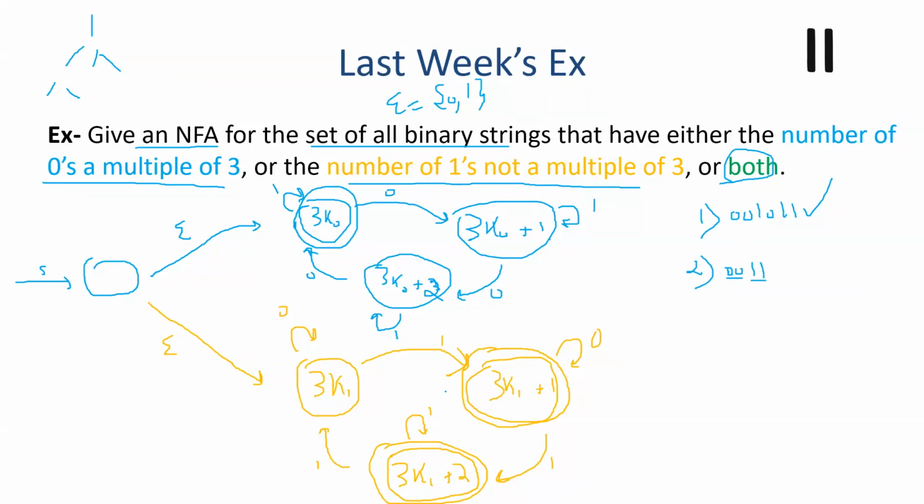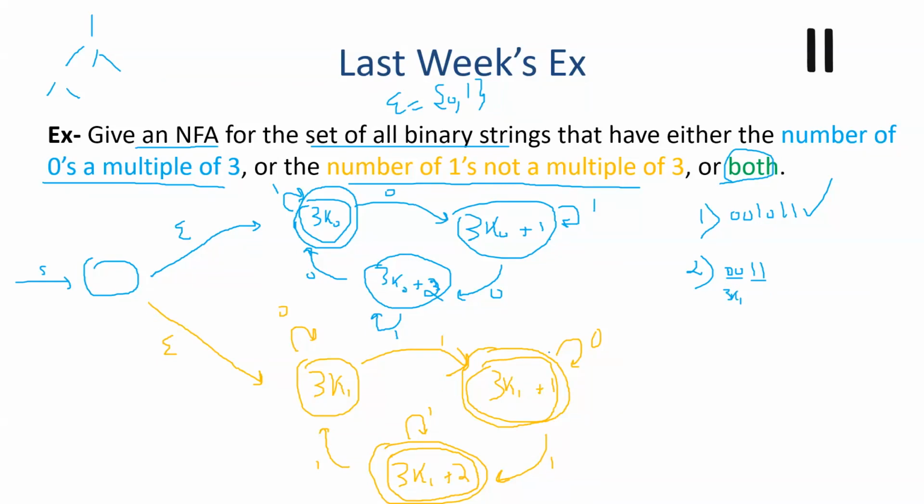Do I have a multiple of 3? Do I not have a multiple of 3 ones? Yes, I don't, so I accept. Basically, the route that we take is this. 3K1.